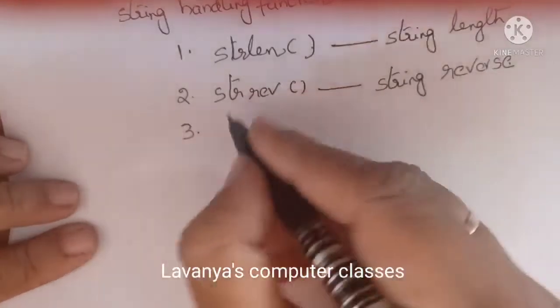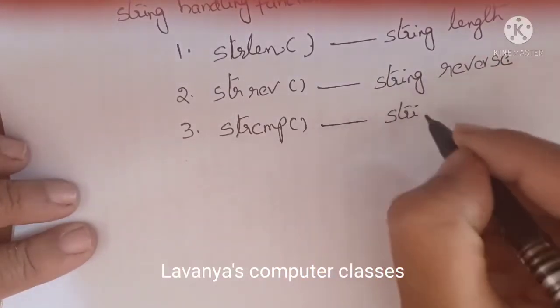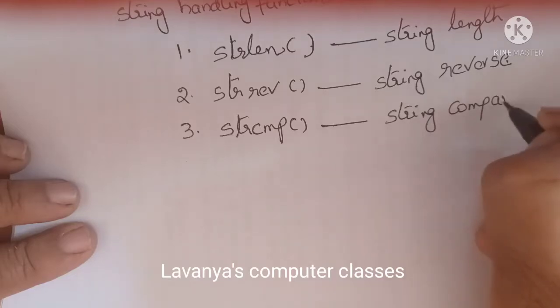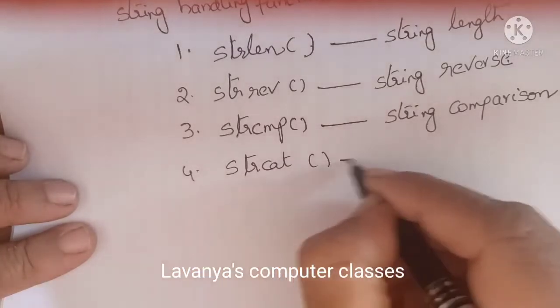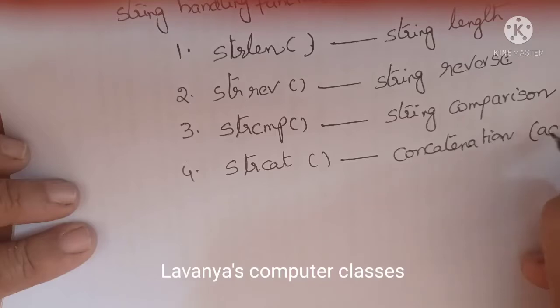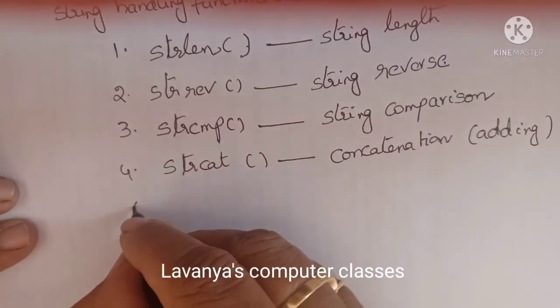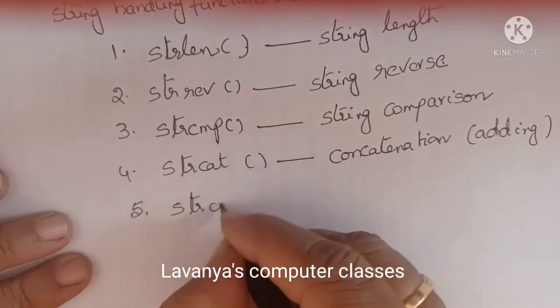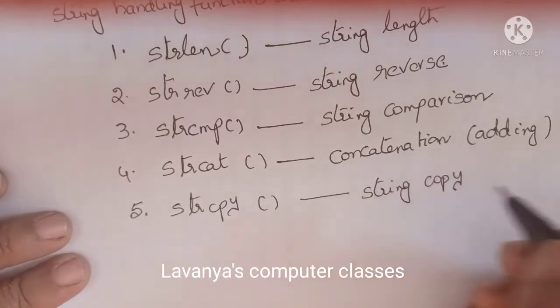Third function, strcmp. Cmp means comparison, string comparison. This is used for comparing two strings. Fourth function is strcat, concatenation, combining two strings. Concatenation or adding two strings, for that we need the strcat function. Next function is strcpy. This is used for copying one string into another string. Now I will explain all those functions one after another.